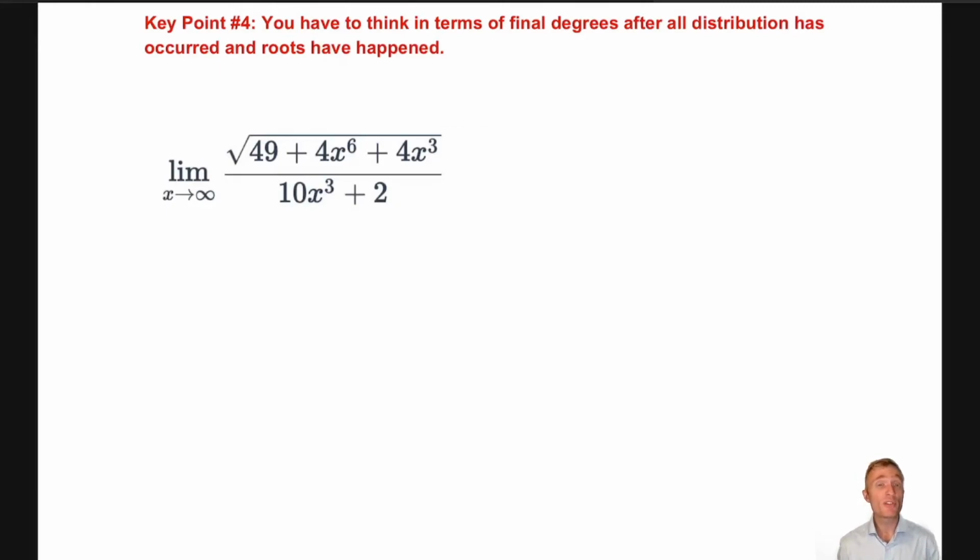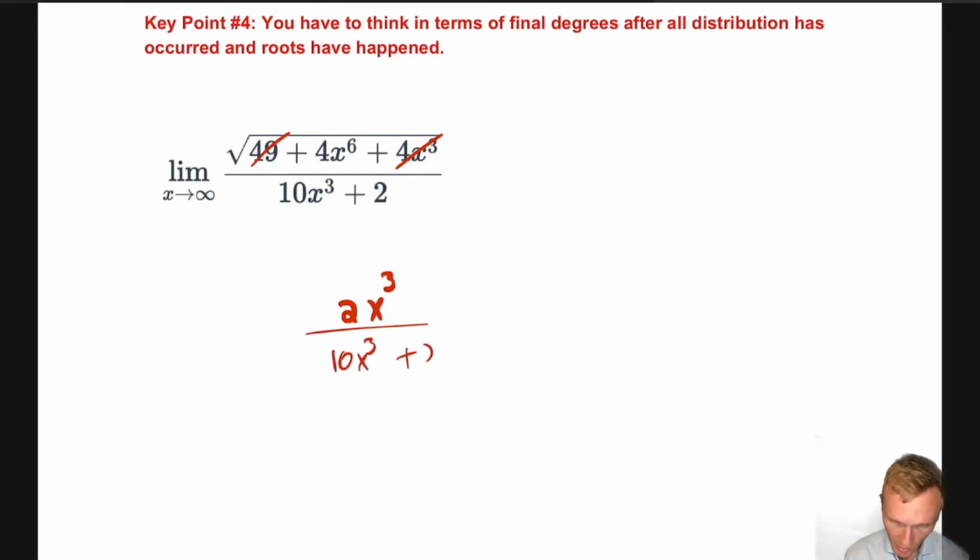All right, so the key point is you have to think in terms of final degrees. This one's trickier. One thing you can do, right? We do know, since the only thing we have here is a square root, the 49 is not going to matter. The 4x cubed is not going to matter. We can take the square root of 4x to the sixth power, right? It's what thing times itself is 4x to the sixth. This is going to be 2x cubed, because 2x cubed times 2x cubed is 4x to the sixth, over 10x cubed plus 2, right? But that doesn't matter.